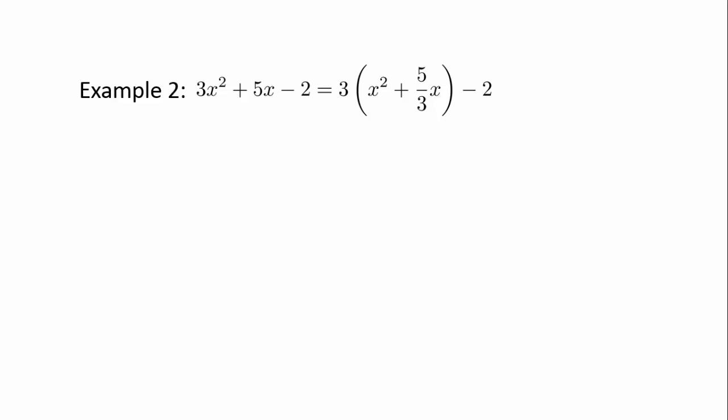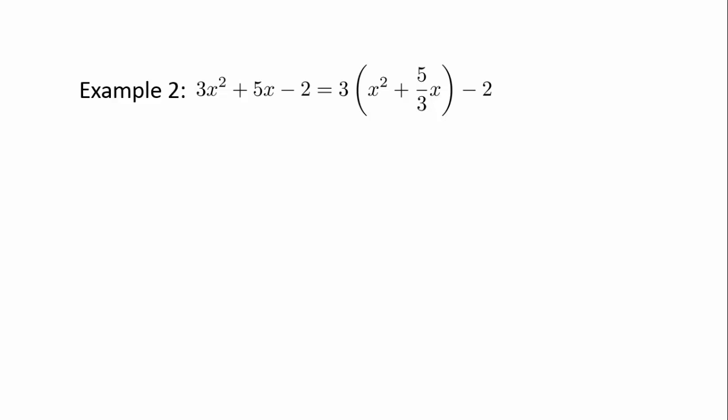Some people will ask, can I factor 3 from the 2 as well? The answer is yes, you can. But unfortunately, you're going to make this problem more tedious and complicated. It's not worth it, so my suggestion is to leave the minus 2 towards the very end. Now we only focus on the first parentheses, which is x squared plus 5 over 3 x, to complete the square there. And you can see this is exactly the same as what we did in example 1.